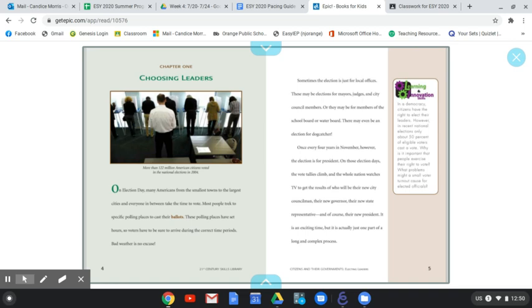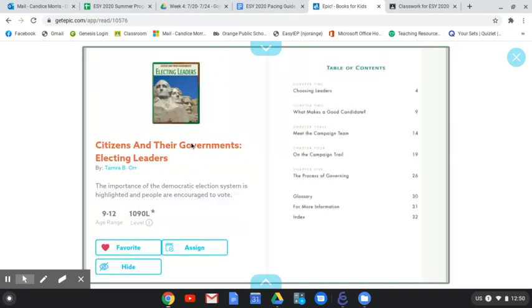Today's Monday. We are starting our new book, which is the Citizens and Their Governments book, Electing Leaders. This is our last book we're going to be reading. We have this week and part of next week to read this, and then we are going to be starting our project. Which, like I said before, you have two choices.